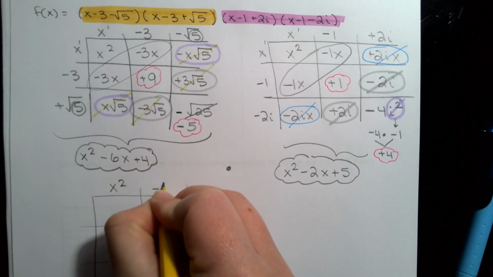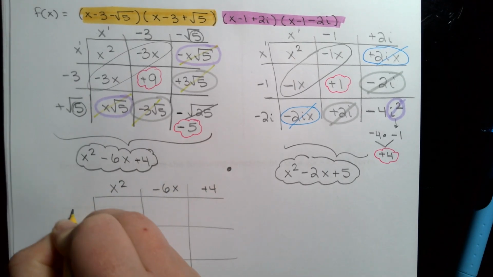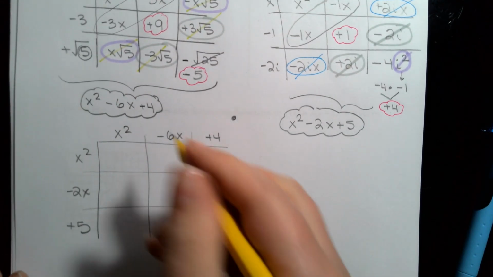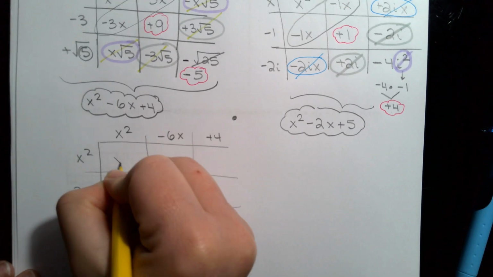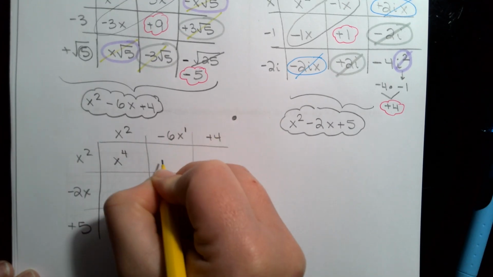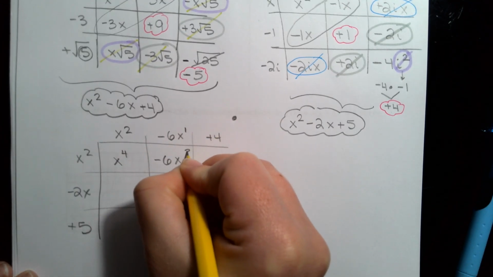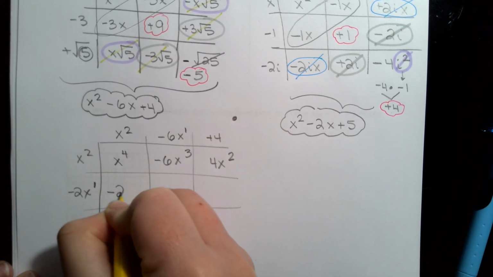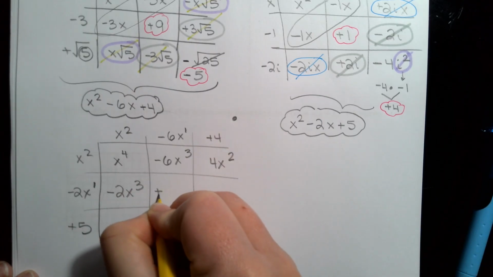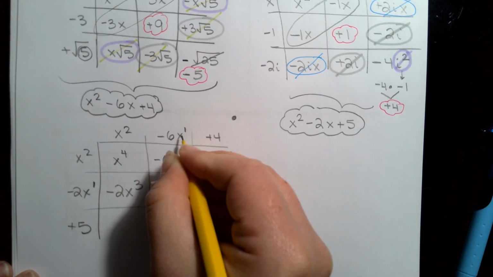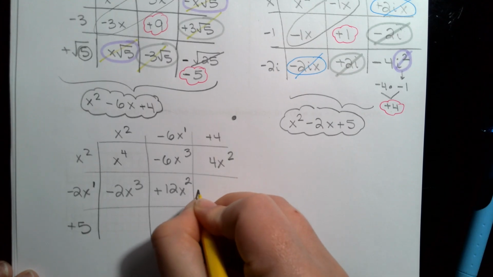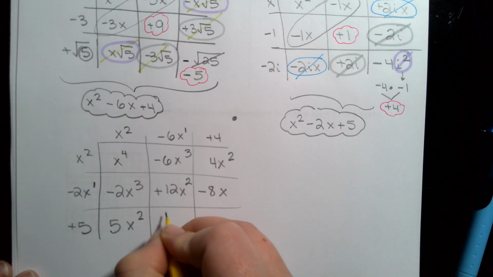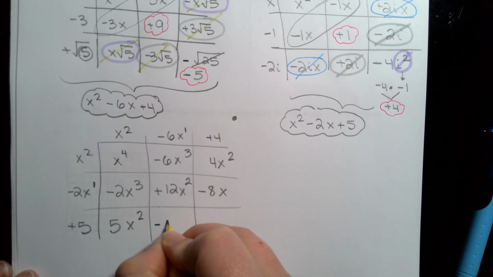We got x squared minus 6x plus 4. Here we got x squared minus 2x plus 5. Again, adding these exponents, 2 plus 2 is 4. 2 plus 1 is 3. And we got x squared here. Adding the exponents, negative 2x cubed. Negative negative is a positive. 6 times 2 is 12. 1 plus 1 is 2. Negative 8x. 5 positive x squared. Positive negative is a negative. 6 times 5 is 30x.